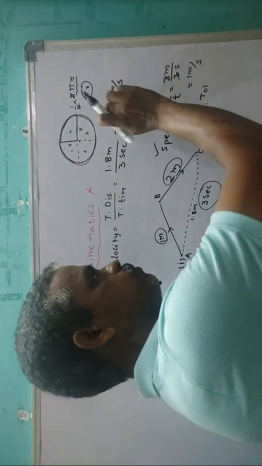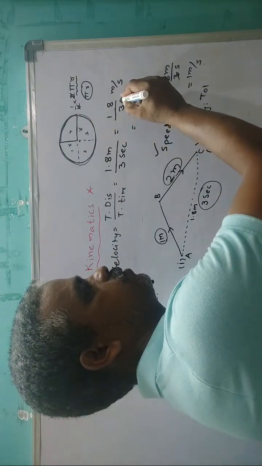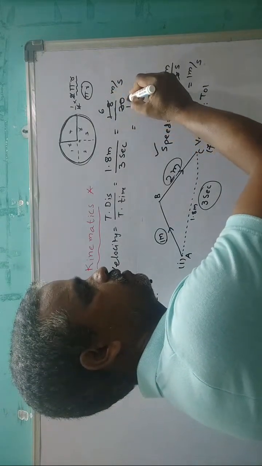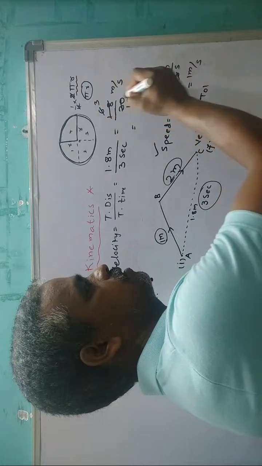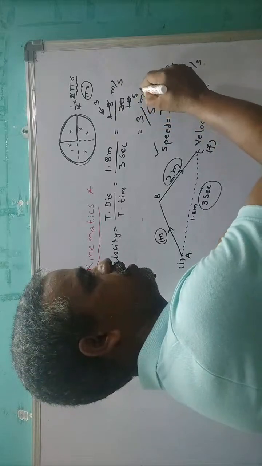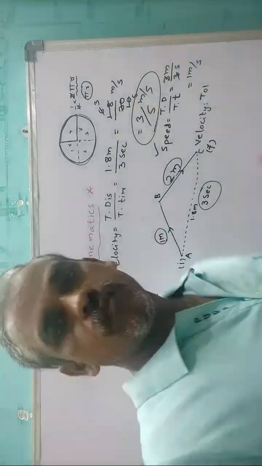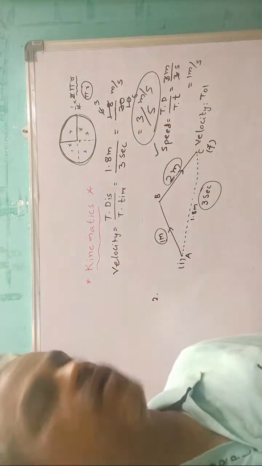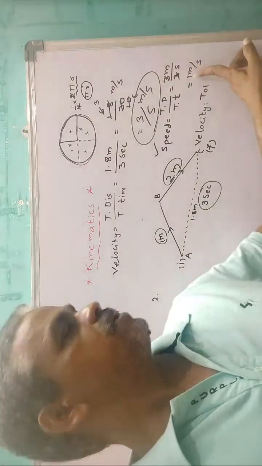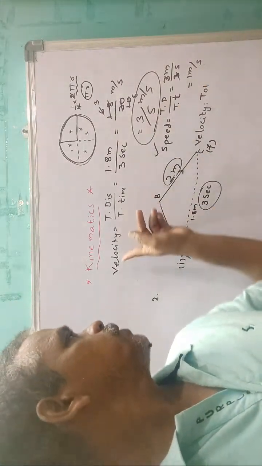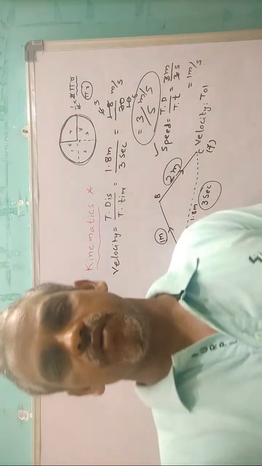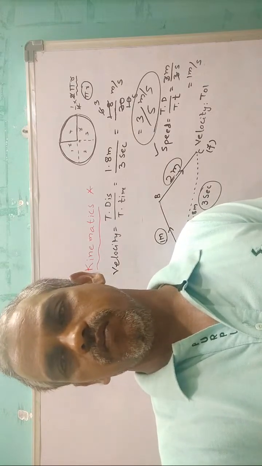If you remove the decimal point there, you put 0 in the denominator. 18 by 30, which reduces to 3 by 5 meter per second. This is the velocity of that particle. See, speed is 1 meter per second. What about velocity? 3 by 5 meter per second. Is there a change in the value?